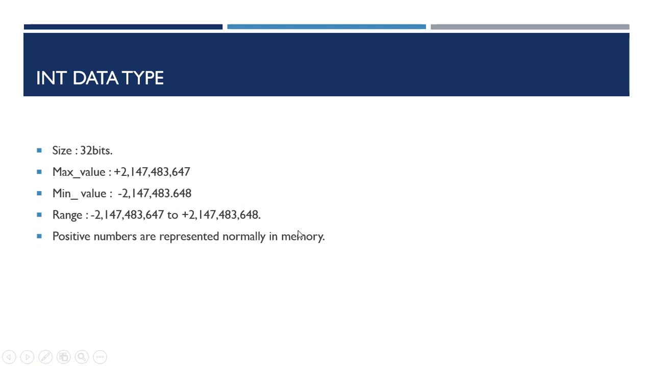Okay, so how is it actually represented in memory? If your number is positive, friends, we simply convert the number into binary format and save it directly. If a number is negative, then it is saved in 2's complement form. Okay friends, it is great.